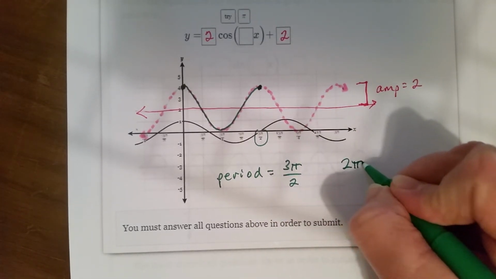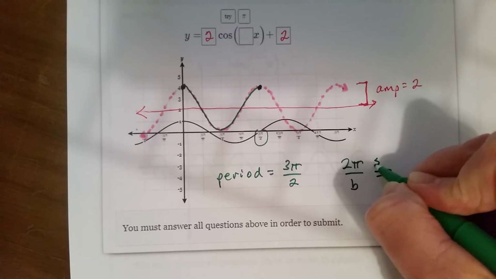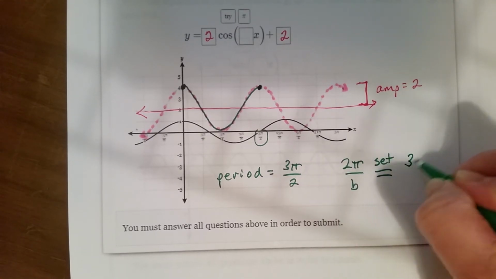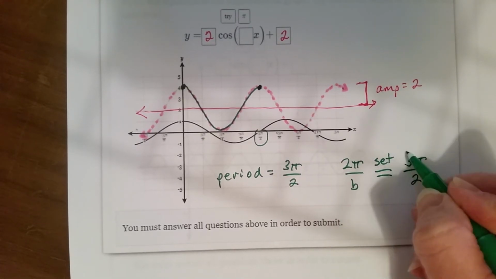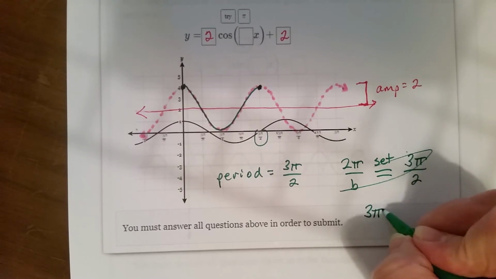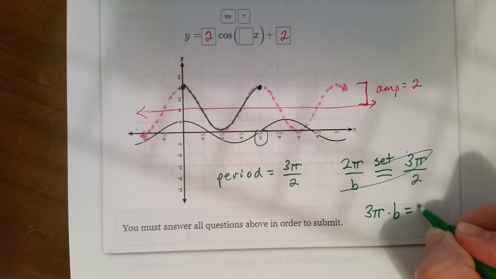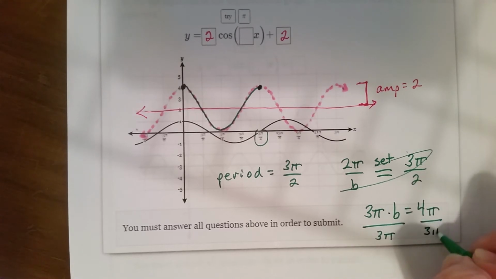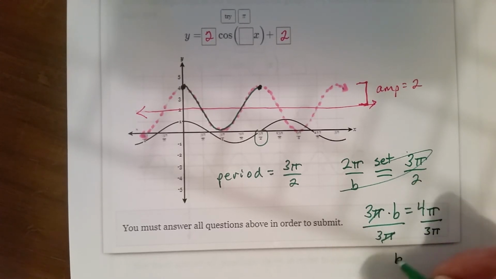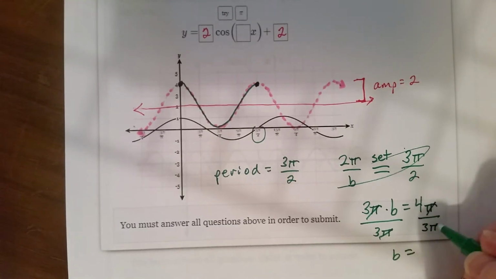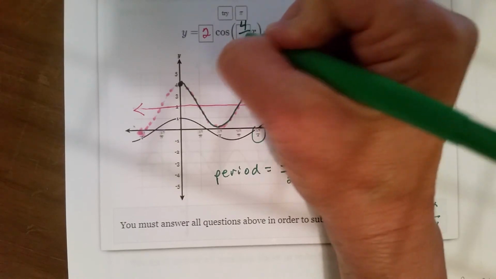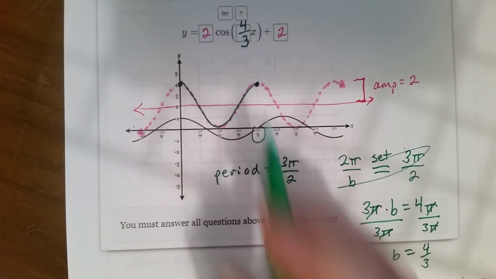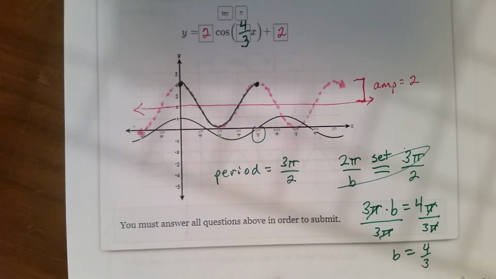So I'm going to set 2 pi over b equal to the period, 3 pi over 2. Cross multiply. Divide it out. B equals, the pi's cancel, and B equals 4/3. So 4/3 goes right there. Okay, that one was not really different than level 3.